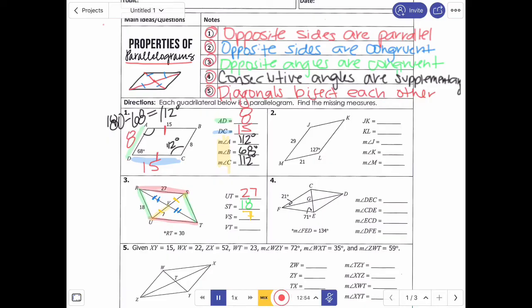Okay, then VT, I gotta figure out what VT is. Now I know that RV and VT are congruent. Oh, and this thing down here, it told me RT is 30. RT is this whole long diagonal. So if I know this whole big diagonal is 30, I'm going to think about splitting that in half, and that's just going to give me VT. So 30 divided by 2, I would get 15 for VT.